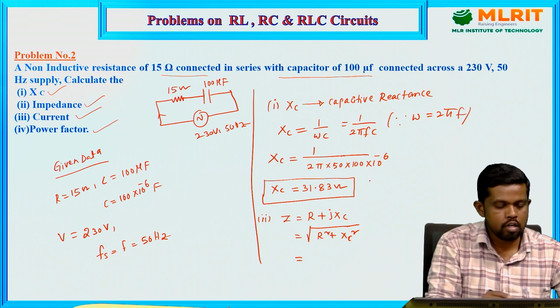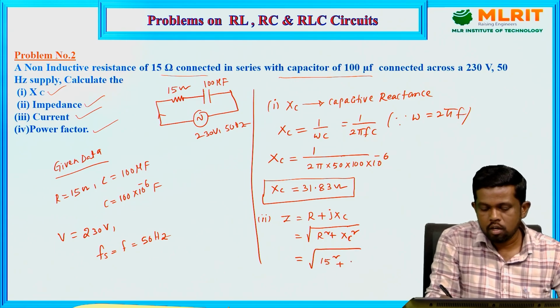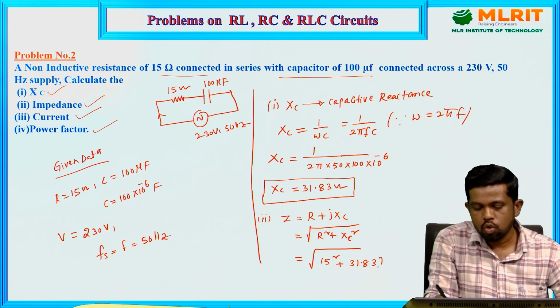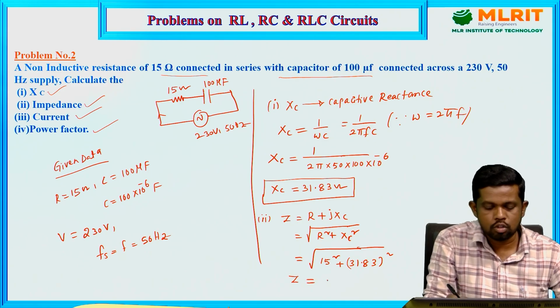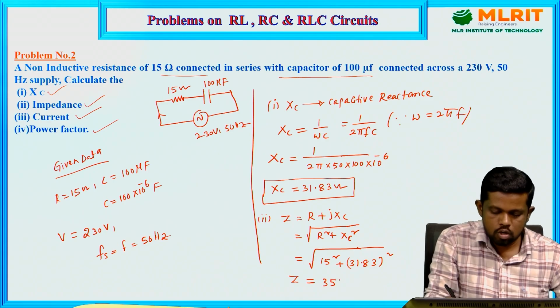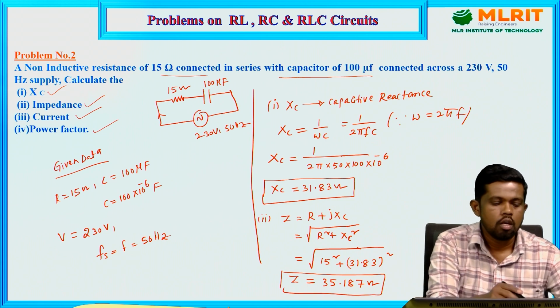XC we have just found. The R value mentioned in the question is 15 ohms. Then the square root of 15 square plus 31.83 whole square. After simplification, the impedance offered by the series RC network should be 35.187 ohms. So this is the impedance offered by the RC series network to the current flow.